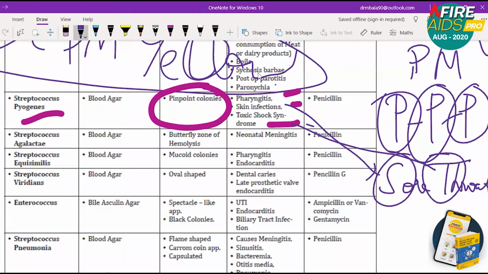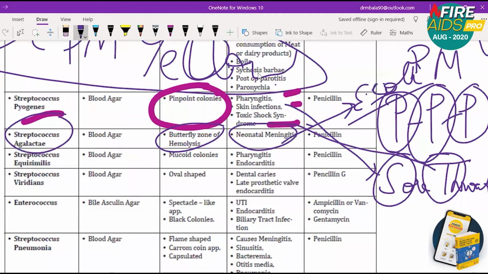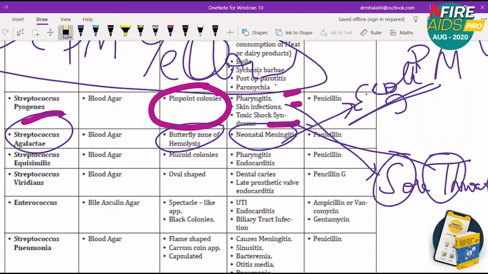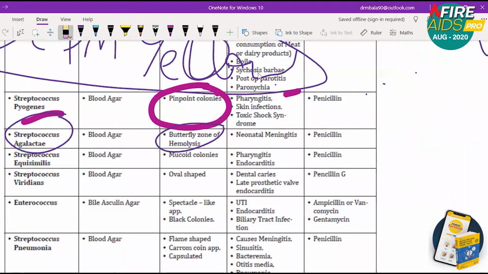Going to the next one, Streptococcus agalactiae. This shows butterfly zone of hemolysis and Streptococcus agalactiae causes neonatal meningitis. You need to remember the most common cause of neonatal meningitis is not Streptococcus agalactiae, it is E. coli. E. coli is the most common cause of neonatal meningitis. That is an MCQ.